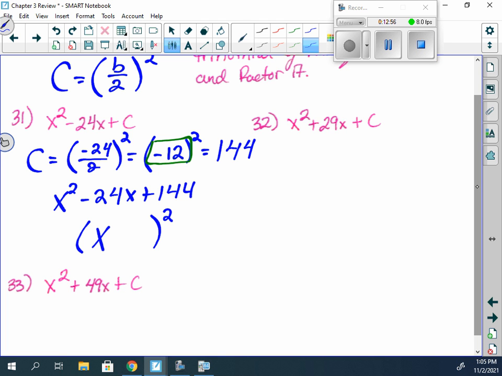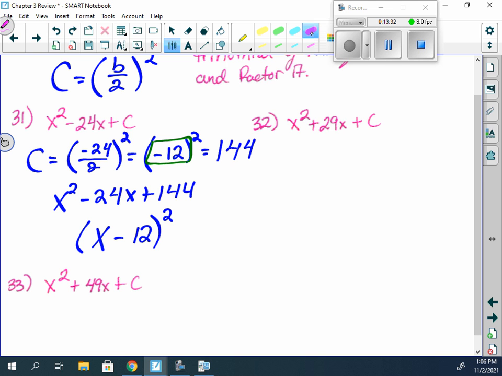Because the number that goes in there with x is going to be what inside the parentheses before we square it, so it's going to be x minus 12. And that's it. Because again, the question asks to create a perfect square trinomial by finding the value of C and factoring it.